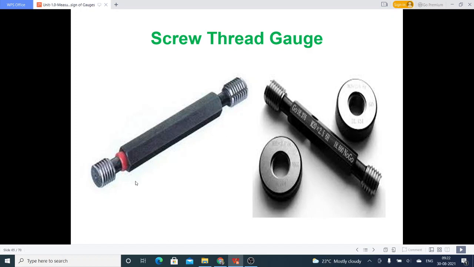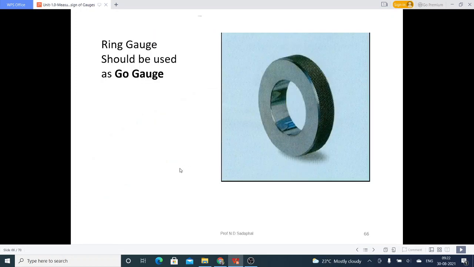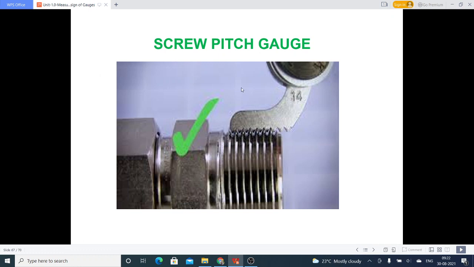Then screw thread gauges are there, to check the threads of the screw. You can see here the go side is there, the no go side is there. Ring gauges we have seen. Then the screw pitch gauge: you can see here 14 is written, means the pitch of this thread is 14. Like that different strips are there, like this 14, 15, 16, 17. From that we can check the screw pitch.